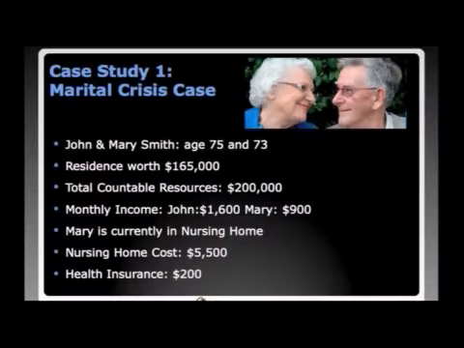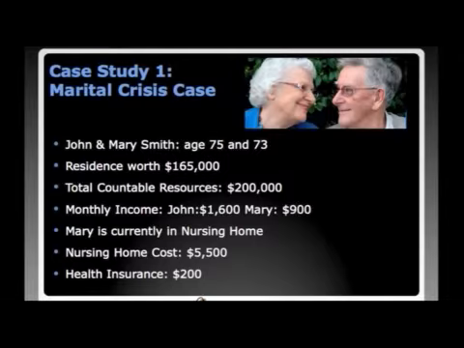All right. So what do you do? Well, in this case, we had John and Mary Smith. I think you put together some details on that. They're in their 70s. Mary and John Smith, 75 and 73 years old. They have a residence, and it's worth about $165,000, paid off, we assume. Their total countable resources are about $200,000, probably CDs and savings accounts, a little bit of retirement things.